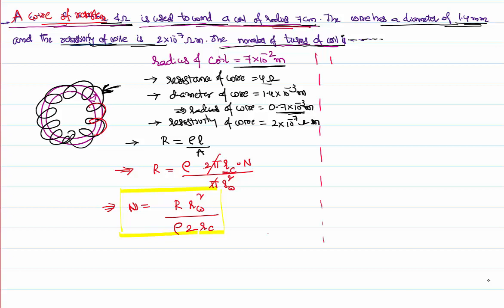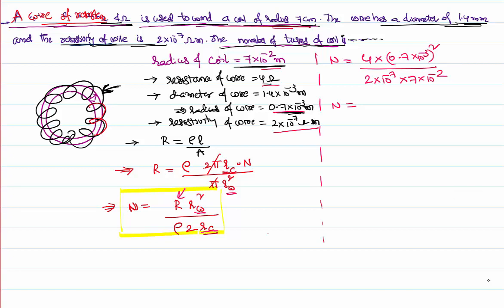Number of turns is resistance, which is given in our problem as 4 ohms. Radius of the wire square. Radius of the wire is 0.7 into 10 power minus 3 whole square divided by resistivity, which is given for you as 2 into 10 power minus 7 multiplied by 2 into radius of the coil. The radius of the coil given for us is 7 into 10 power minus 2. Let's try to simplify this, right?